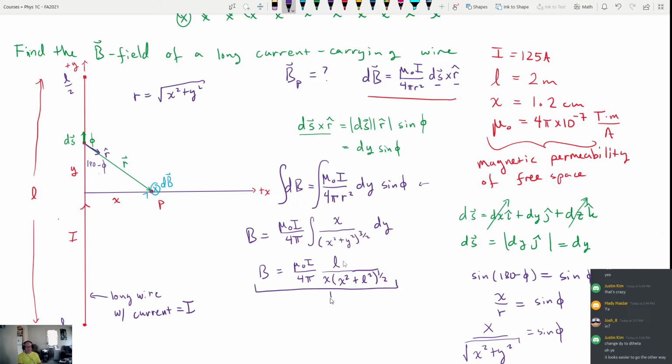I don't know how much you're actually going to use this result, but what you will use a bunch is what happens to this result when x becomes much, much smaller than L, which is kind of what I tried to use here, 2 meters and 1.2 centimeters. Then we can neglect this x in favor of this. The L's will cancel out, and we're going to get mu naught. Oh, this isn't going to work out because I'm missing the 2. What does that matter?